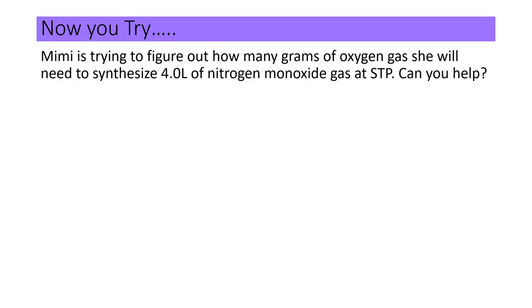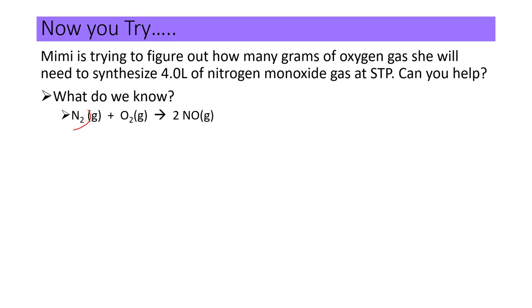Now you try. Mimi is trying to figure out how many grams of oxygen gas she will need to synthesize 4.0 liters of nitrogen monoxide gas at standard temperature and pressure. Can you help? What do we know? We know that N2 plus O2 yields 2NO. Remember, it's oxygen gas and nitrogen gas, so it's in this diatomic form. Don't forget that.